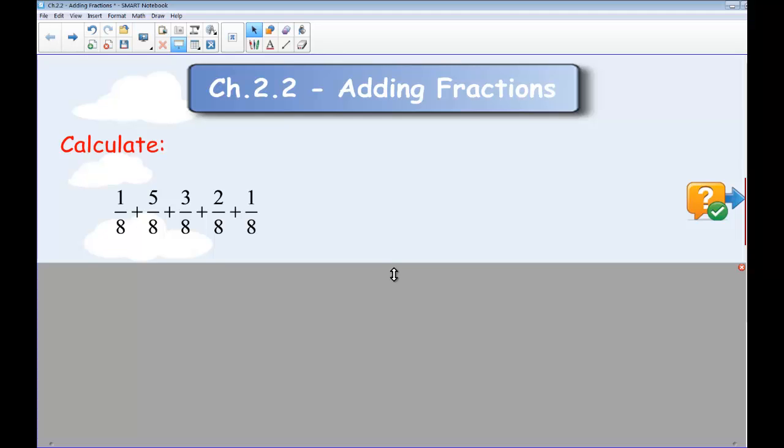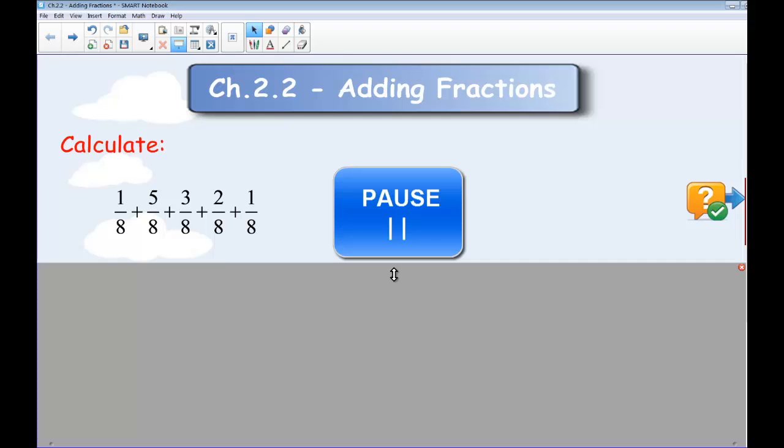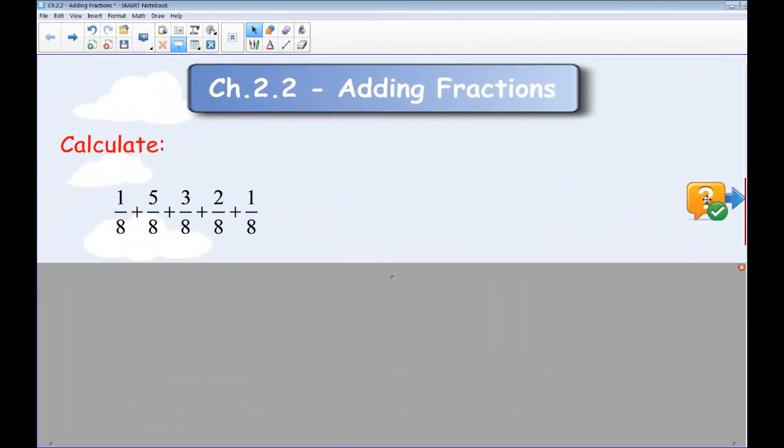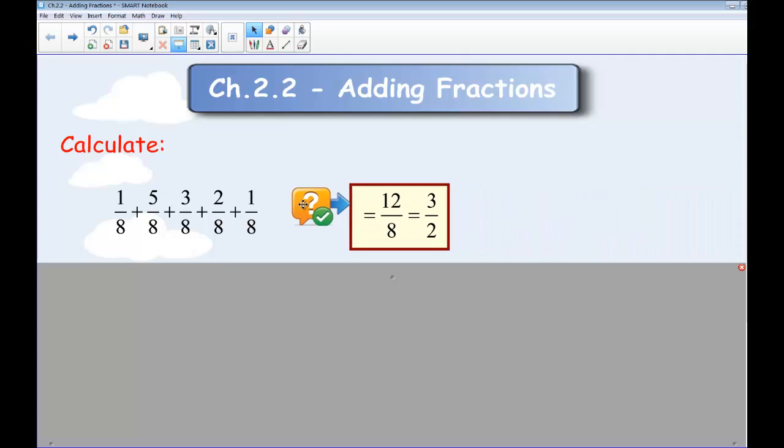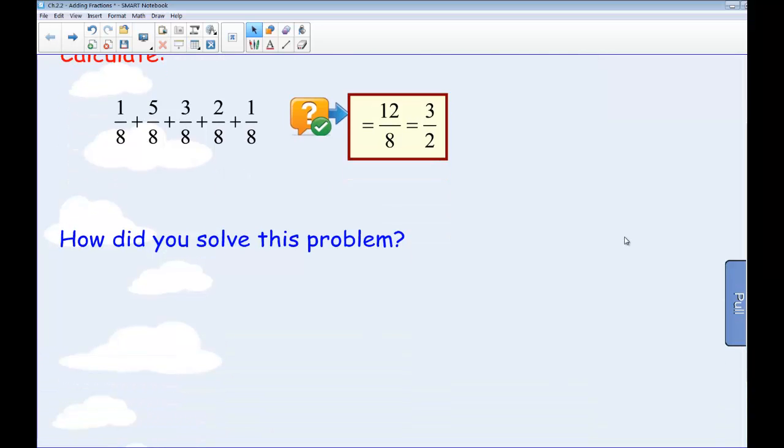So now would be a good time to take a quick pause. Alright, so our answer is 12/8, which then reduces to 3/2. So how do you actually go and solve this problem?